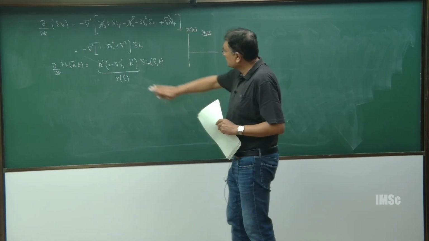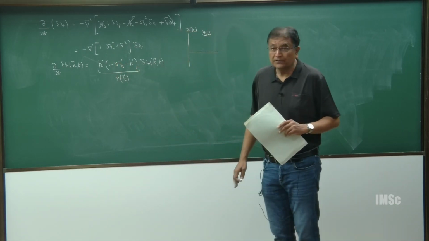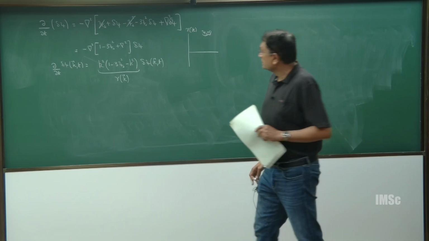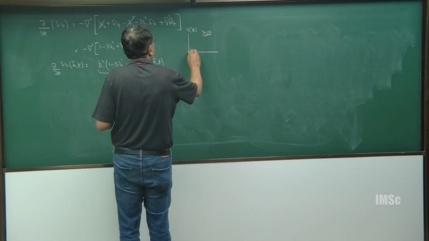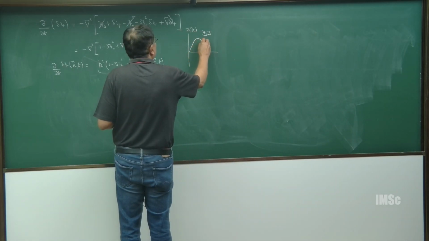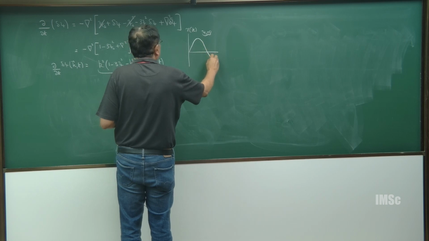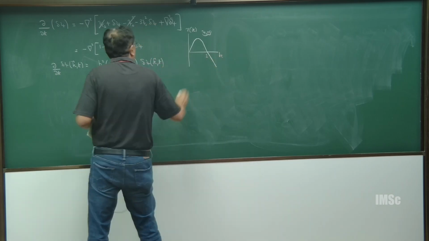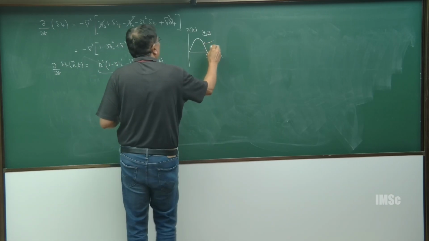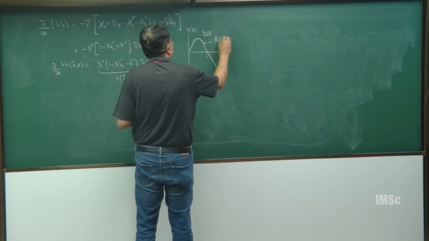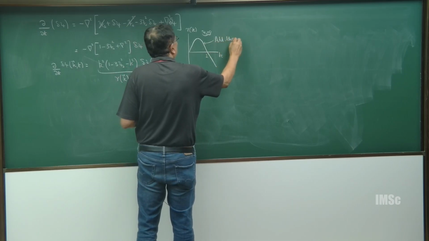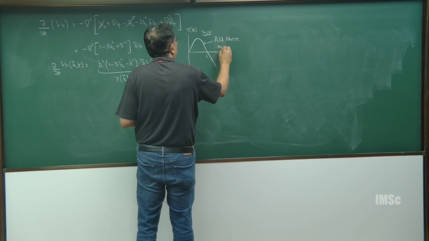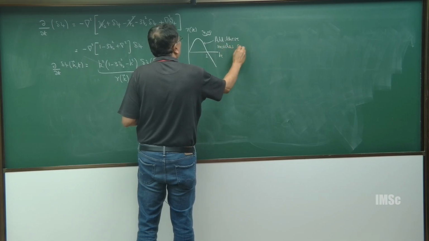Okay, and what does it look like? Somebody help me. So this guy is just 0, huh? So it's going to go up like that. There's a characteristic length scale. It will come down, and at k equal to 1, it will cross the axis. So all these modes are unstable.